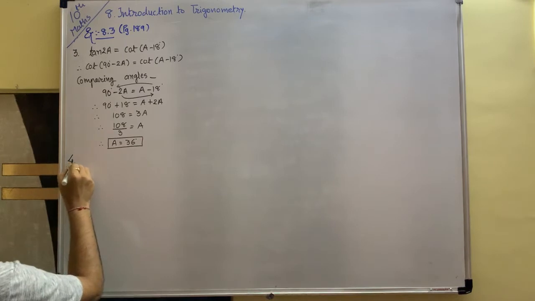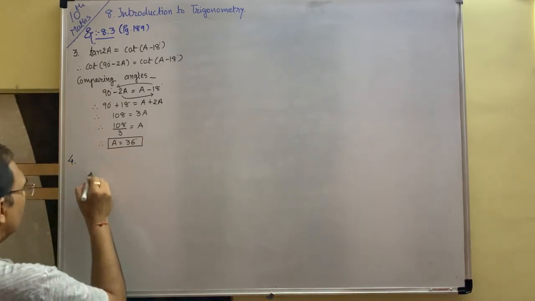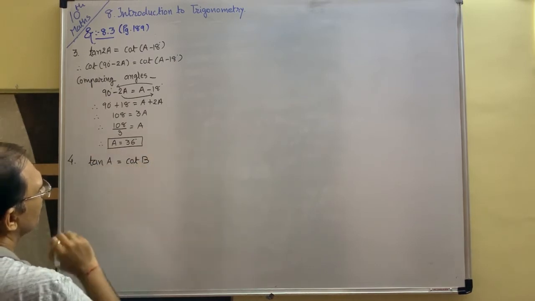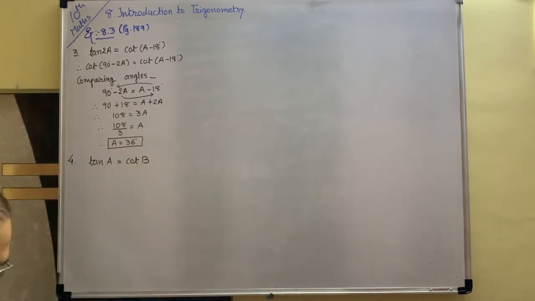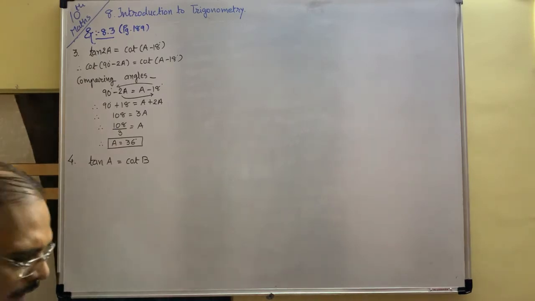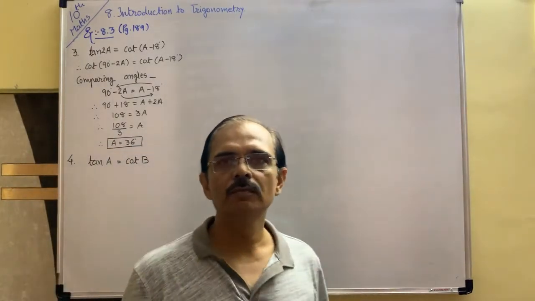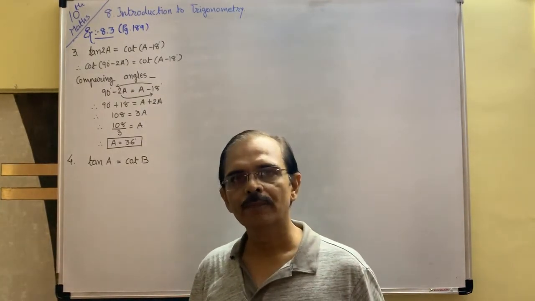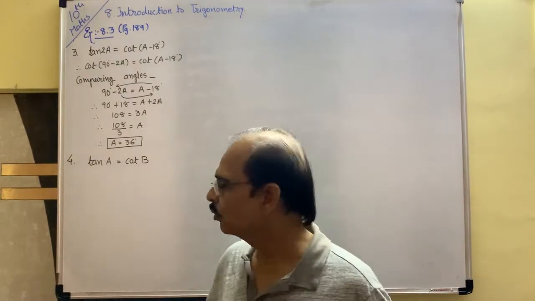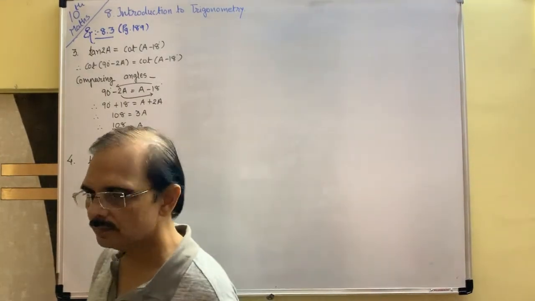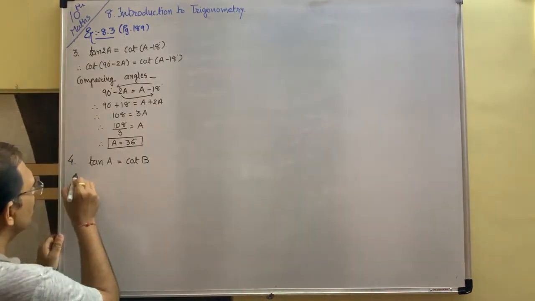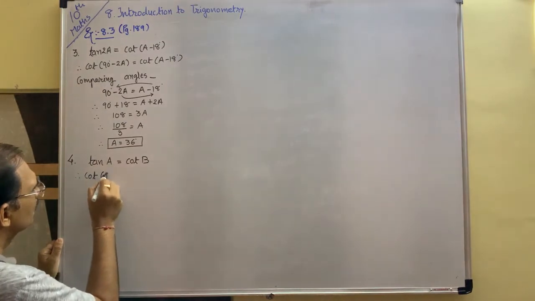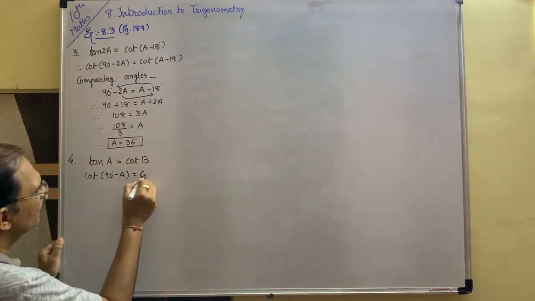Now question number 4. If tan A equals cot B, then prove that A plus B equals 90. You have to prove that A plus B equals 90. See, how to prove it? Simple. Just like the previous one, you can change any angle. Tan A, I can change tan theta to cot(90 minus theta). Here cot(90 minus A) equals cot B.